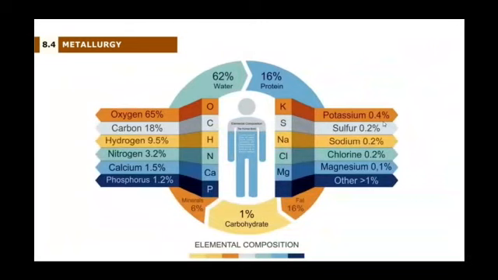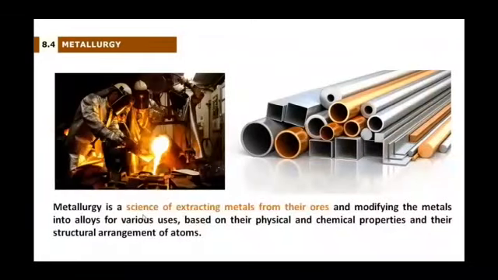Some metals are present even in our body. A few examples are potassium, sulfur, sodium, chlorine, magnesium, etc. And metals are essential for human usage. As metals are obtained in the combined state from the earth crust, these metals can be separated through certain processes, and studying the extraction of metals is termed as metallurgy.